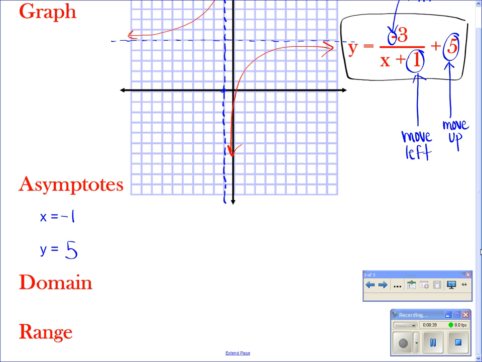So, domain, scanning left to right, this arrow right here is the furthest left point, and it's pointing forever to -infinity. So we've got -infinity all the way up to the asymptote, which stops at -1. It'll pick up again at -1 on the next curve and travel all the way over to the right to infinity. Range.